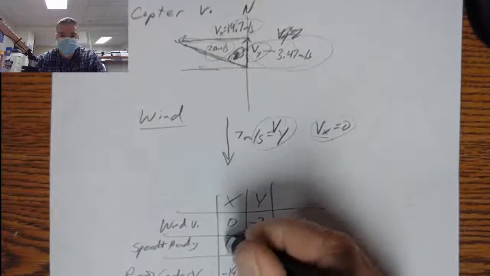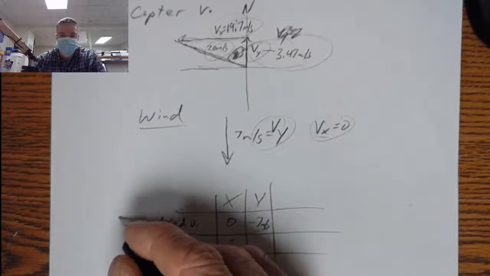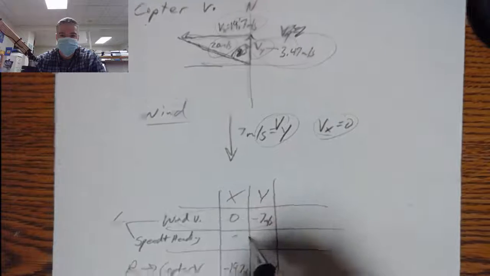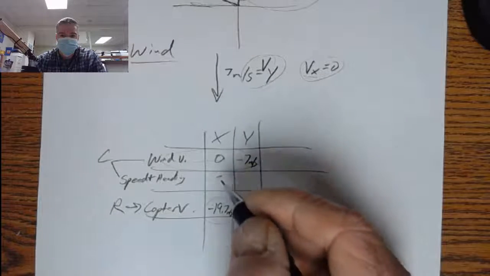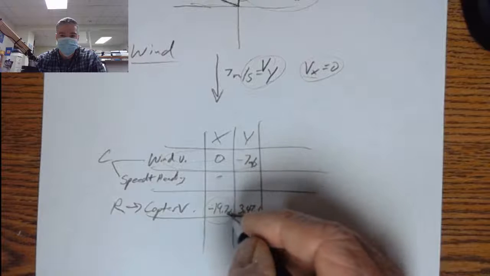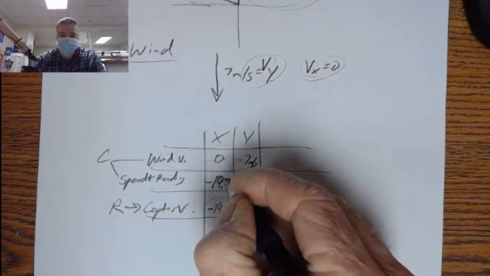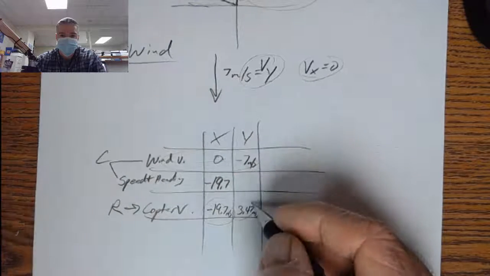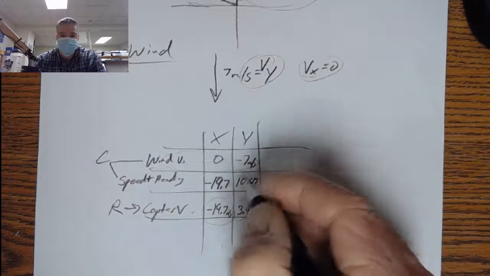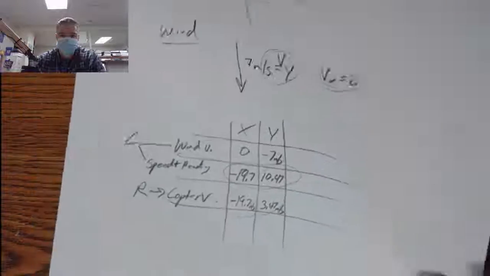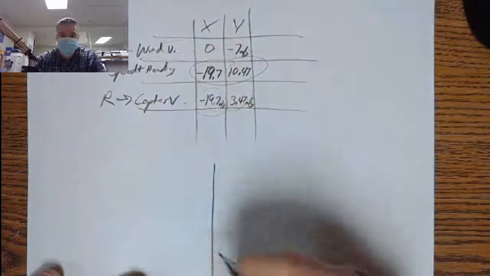That's, I don't know. I'll have to figure that out. So this component plus this component should give me the resultant. So if I take the resultant and subtract the first component, I have the second. Negative 19.7 minus 0 is negative 19.7. And 3.47 minus negative 7 is going to be 10.47. So those are the x and y components of my speed and heading, assuming I did this right. I did the right process, but might have screwed something up.